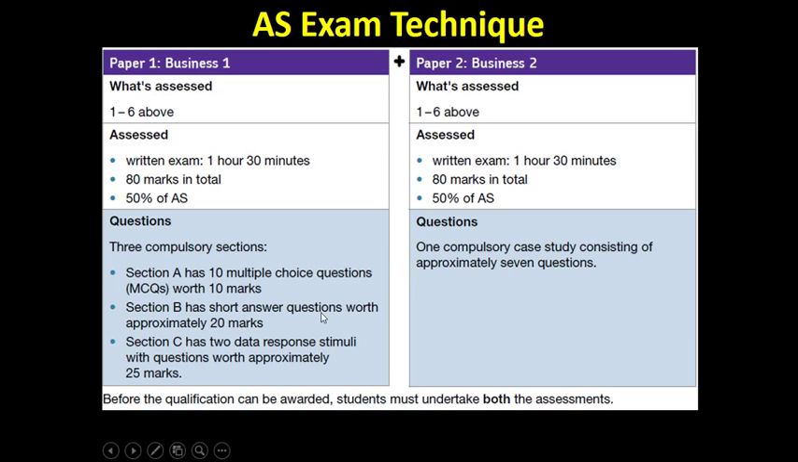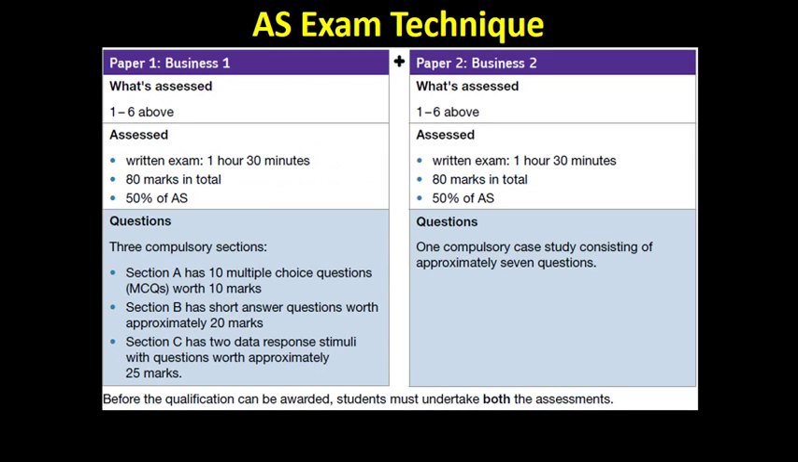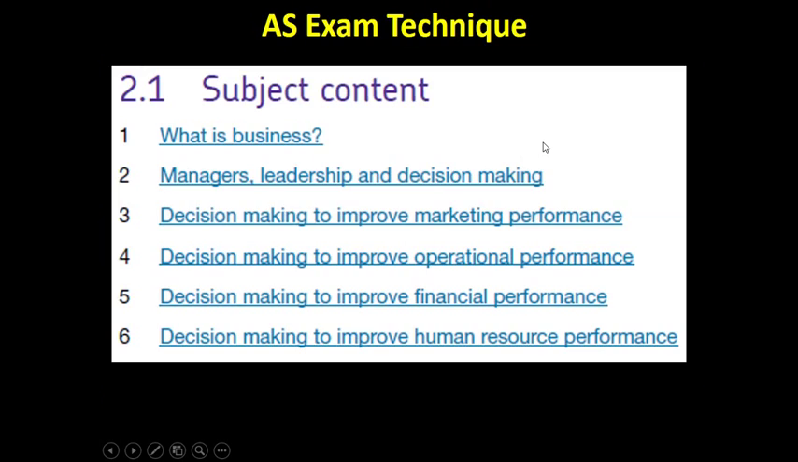AQA have left it open. They've said that section B will be worth approximately 20 marks, two data response stimuli questions worth approximately 25 marks. They have stuck with that so far. That's not to say they can't change, but we'll have a look at paper 1 in quite some detail in this video.